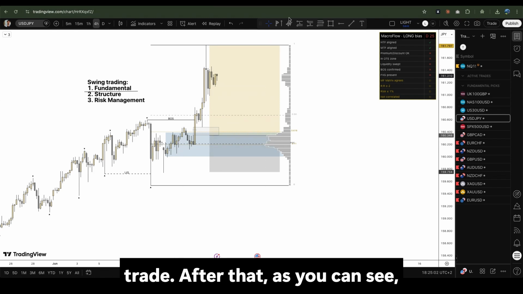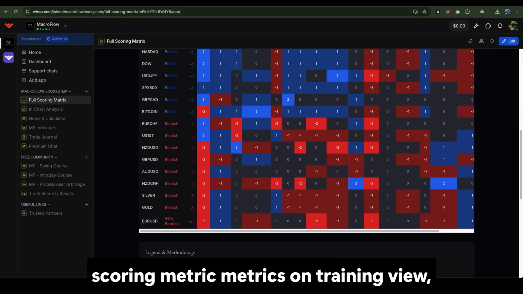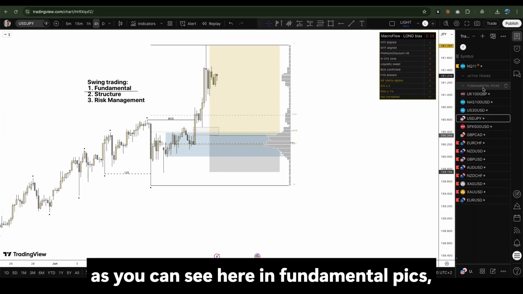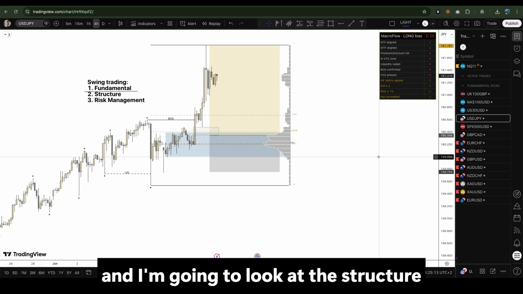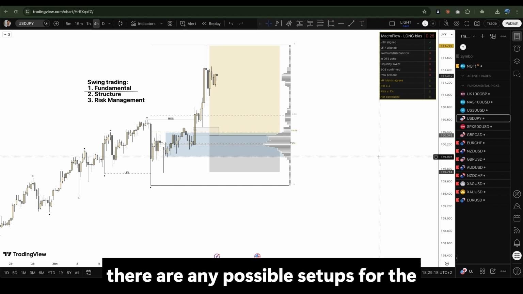After that, as you can see, I imported all of the assets of my full scoring matrix into TradingView, as you can see here in fundamental picks, and I'm going to look at the structure that each of them is presenting to see if there are any possible setups for the following week.